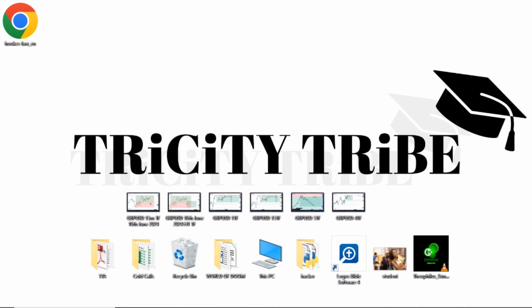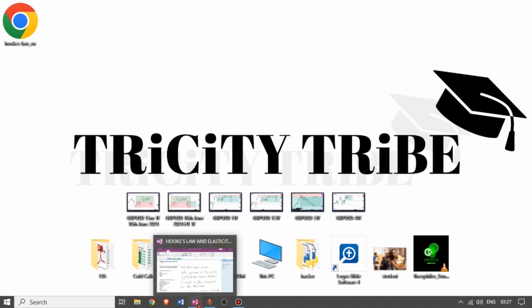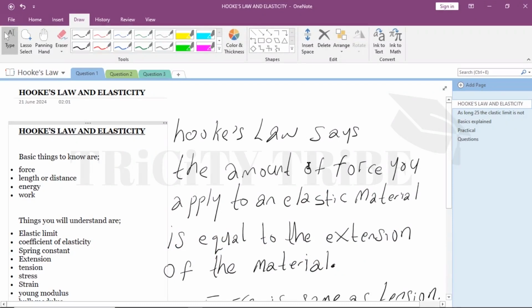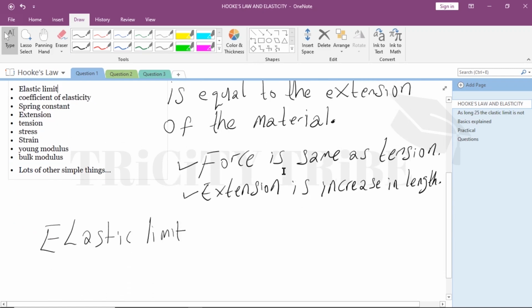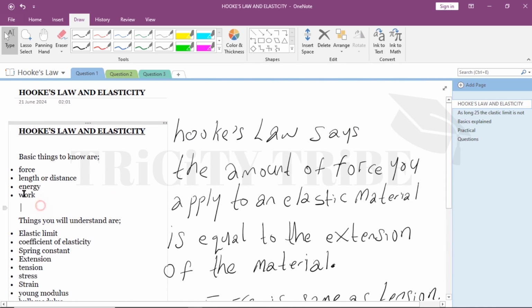We looked at Hooke's law last time, and we spoke about what Hooke's law says. I explained in the first video that Hooke's law tells you that the amount of force you apply to an elastic material is equal to the extension of the material. Force is the same thing as tension, and tension is the same thing as force. Then extension is the increase in length. So we want to go over this whole guide here. These are the basic things you need to know.